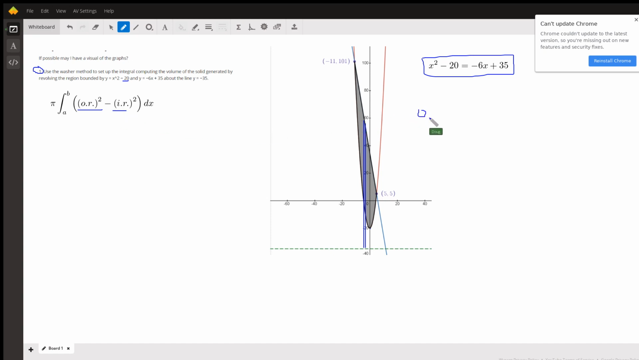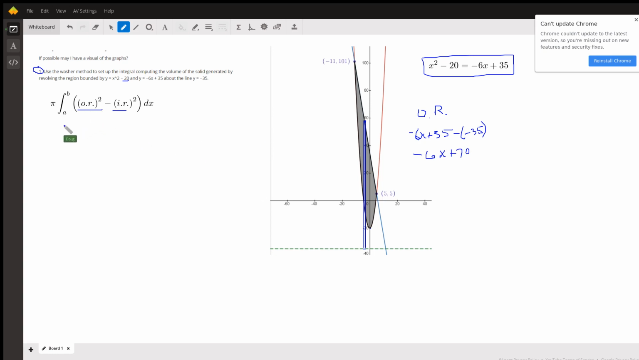So for the outer radius, that's the distance from the axis of revolution all the way to the line. And that's a vertical segment. So one way to get that distance is the y-coordinate at the top minus the y-coordinate at the bottom. So the y-coordinate at the top is always negative 6x plus 35, minus the y-coordinate at the bottom, well, that's always negative 35. So it looks to me like an expression for the outer radius is negative 6x plus 70.